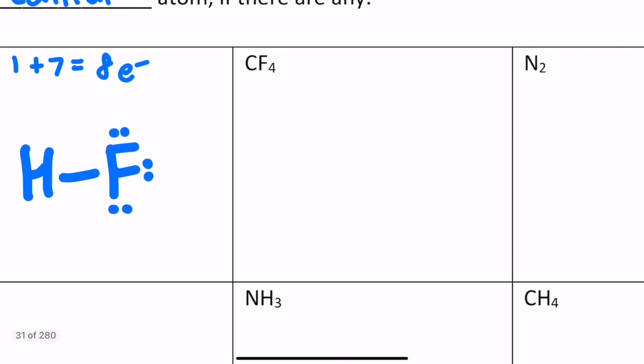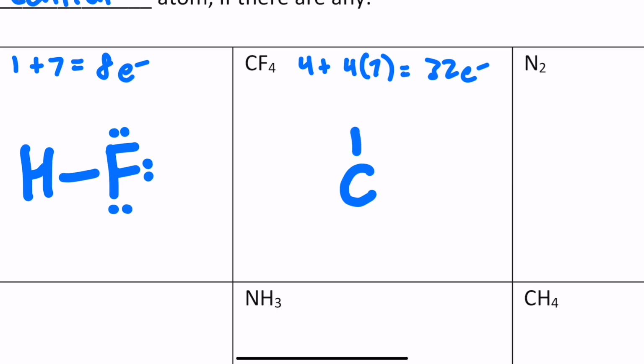In carbon tetrafluoride, we have 4 for the carbon, and then there are 4 fluorines at 7 each. That's 32 electrons. The less electronegative carbon goes in the middle. I start with single bonds and then fill in my valence.